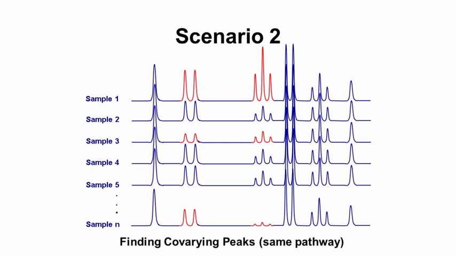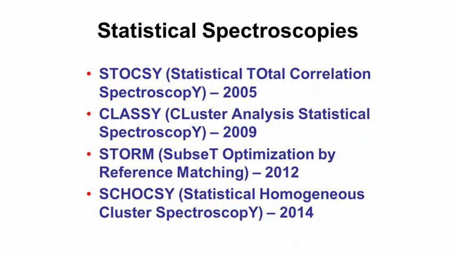So these are the two types of correlations, the two types of scenarios you can get in metabolomics, or at least with these statistical spectroscopies. And so over the last decade or so, people have formalized these relationships. The first one to appear was something called STOCSY, or statistical TOCSY, which essentially is a way of pulling out those covariant peaks that allow you to identify specific compounds without actually having to do a complex two-dimensional experiment.